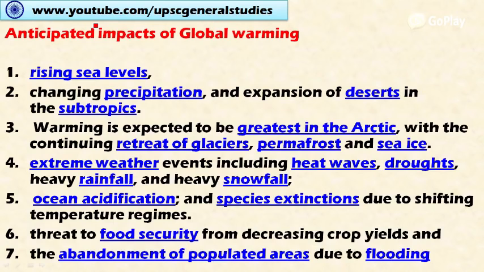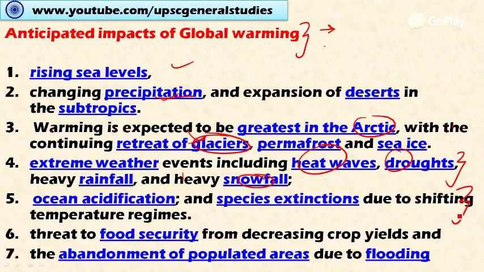Let's look at the impact of global warming on the planet Earth. This has been discussed in the climate change video, so I am listing the main points. If you want details, please go to that video. I am explaining shortly. These events include rising sea level, changing precipitation and expansion of the deserts in the subtropics. Warming is expected to be greatest in the Arctic, with a continuation of the retreat of glaciers, that is the melting of glaciers, permafrost and sea ice. This also increases the sea level because the glaciers are melting. And extreme weather events including heat waves, drought, heavy rainfall and heavy snowfall. These are all the extreme weather events that are associated with global warming. And oceanic acidification and species extinction due to shifting temperature regimes.